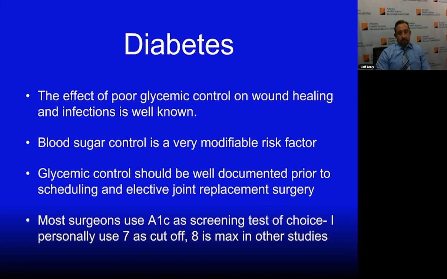Most surgeons have some sort of A1C cutoff. Personally, mine is 7. Other guys in the community use 8. There's not a right or wrong there. Studies certainly show, however, that tight glycemic control absolutely correlates with wound healing and infection. So it's critical that a patient has well-controlled blood sugar prior to surgery, so we are avoiding complications. Things that can be modified should be modified on the front end, not the tail end.